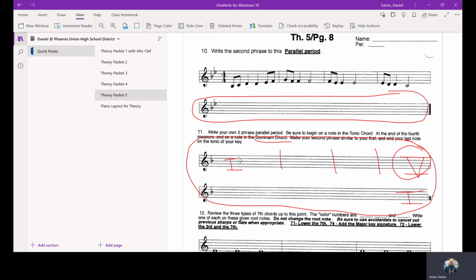And just remember that these stipulations are here. Got to start on the tonic, the fourth measure has to end on a dominant chord, and the whole thing needs to end on that tonic chord of F major. Okay, and it should end on an F. Okay, don't end it on just any note within that chord. Again, it's saying the last note should end on the tonic of your key.